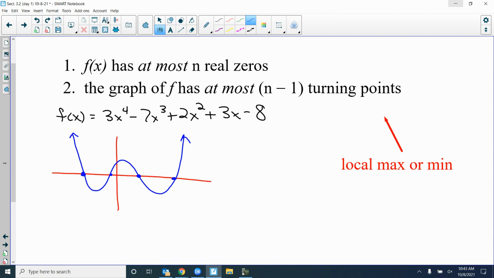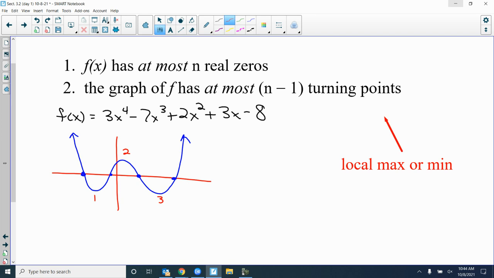Now the number of turning points, if I have 4 zeros, would be 1, 2, 3. So that's where you get the n minus 1. All right, so try and put this all together. I could have 1, 2, 3, 4 zeros. That gives me 1, 2, 3 turning points. Now it could be fewer than that, but that's the most it can have.